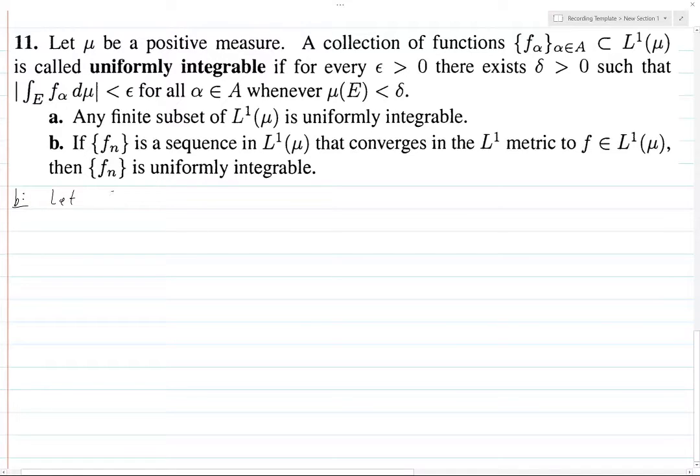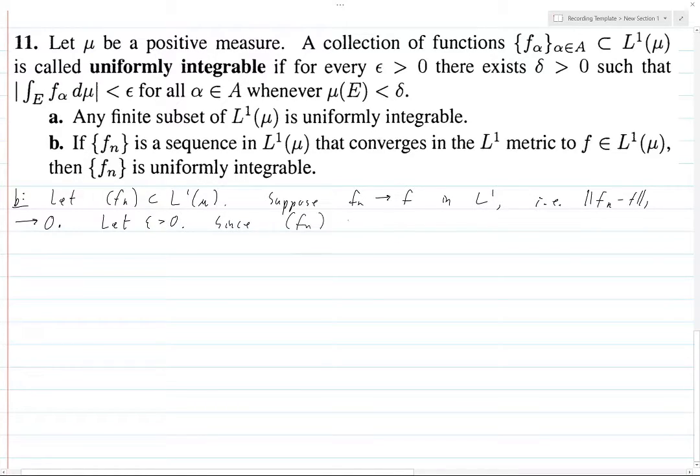So let (f_n), I use parentheses for sequences. It doesn't matter what you use, if you want to use curly brackets like Folland does. Anyways, let this be a sequence in L1(mu). Suppose f_n converges to f in L1, i.e. the L1 norm of the difference between f_n and f converges to 0. Then let epsilon be greater than 0.